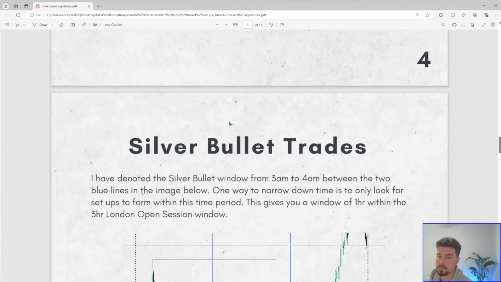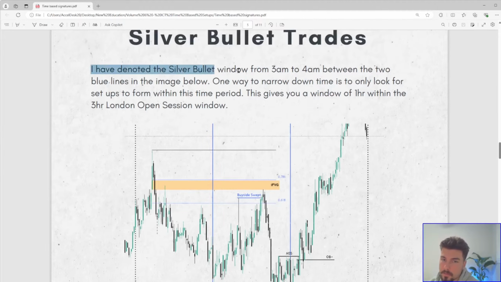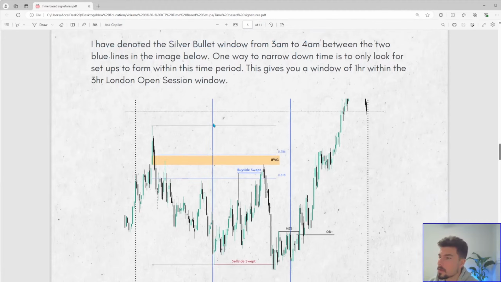The second thing now is we can actually narrow down that same time frame between these two black lines into like a silver bullet session. That's important. So I've denoted the silver bullet window from 3 to 4, right? So 3 to 4. This line here is 3. That line there is 4.